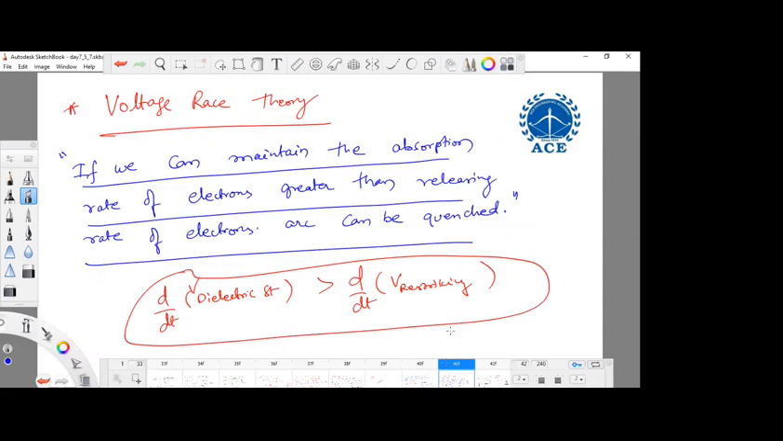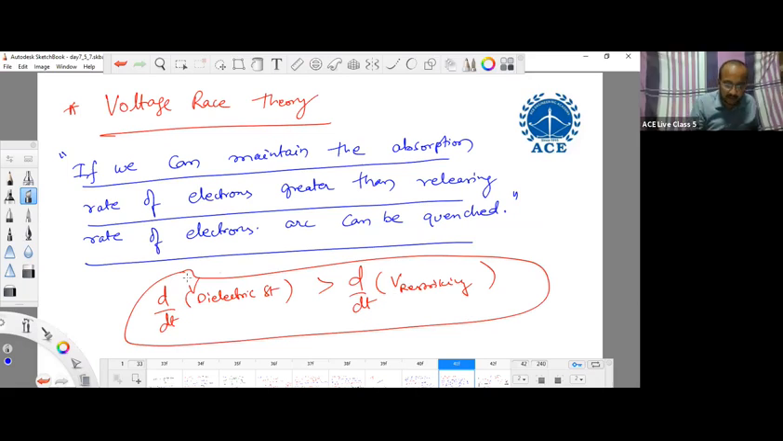Sir, can you explain voltage race also, sir? So here, if you can maintain the rate of rise of dielectric strength between the contacts greater than the rate of rise of restriking voltage, the arc will be quenched. Or it can also be said as, if you can maintain the rate of absorption of electrons greater than the releasing rate of electrons, the arc will be quenched.